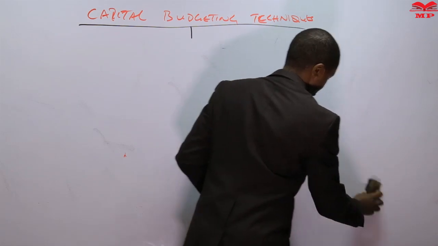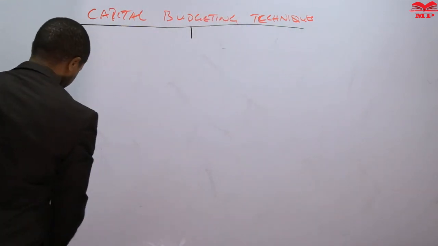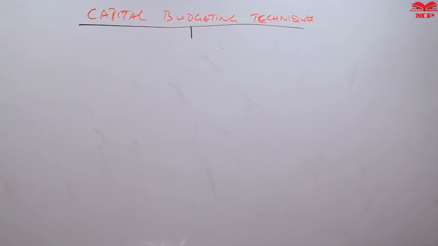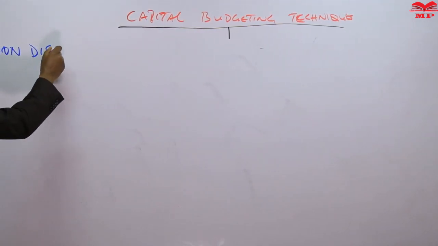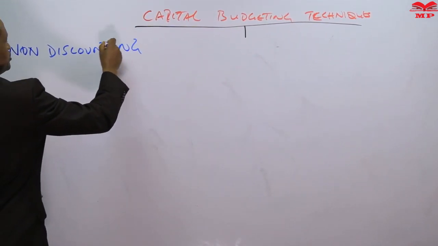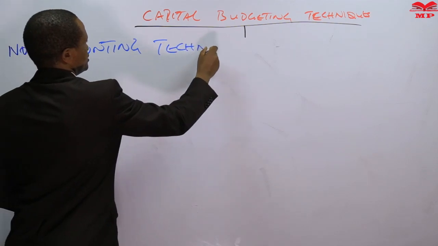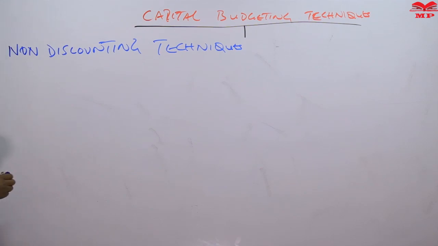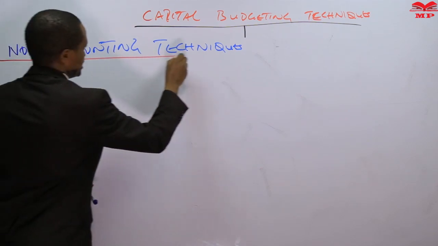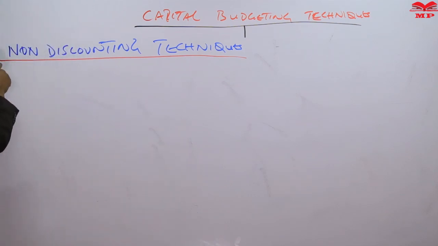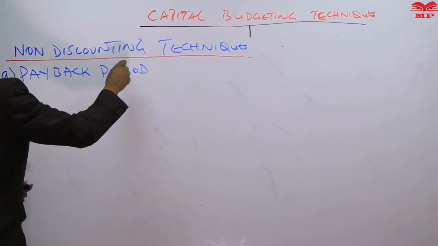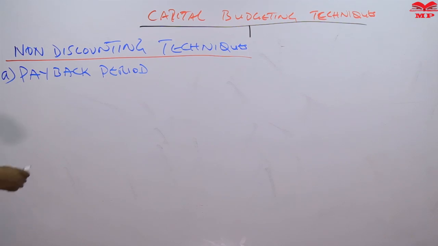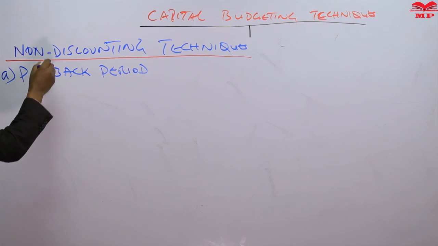So we'll start with the payback period, and we are saying these are non-discounting methods, non-discounting techniques. The first one is A, payback period.